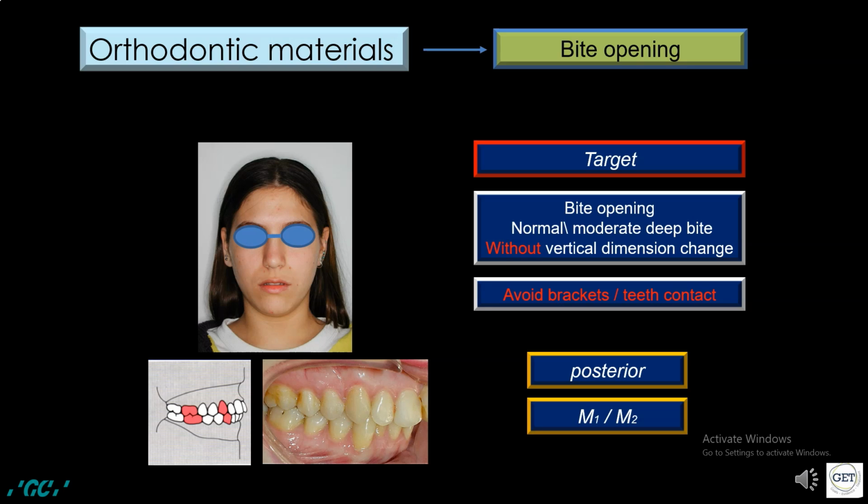When the target is bite opening without vertical dimension changes, and just to avoid teeth-bracket contacts, the bite blocks are placed on posterior teeth. The positioning of the bite blocks on the posterior teeth will affect the biting force less and will cause some degree of molar intrusion. Some vertical height dimension changes are not expected.